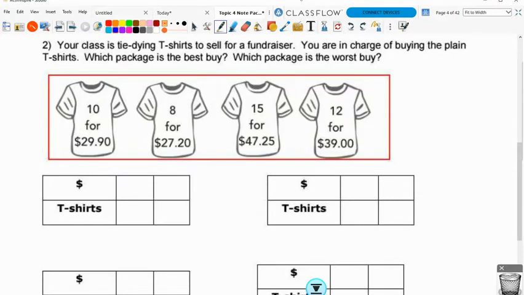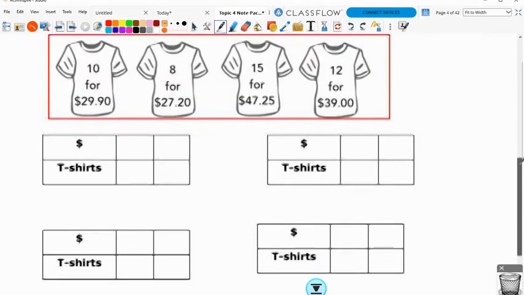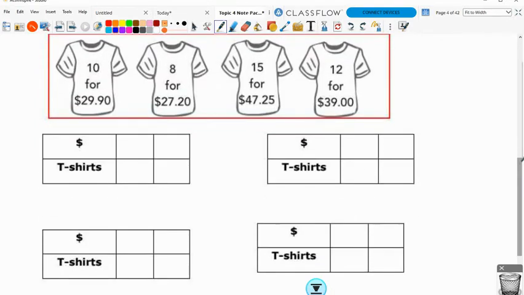In the second example, your class is tie-dyeing t-shirts to sell for a fundraiser. You are in charge of buying the plain t-shirts. Which package is the best buy and which package is the worst buy? And so we can see here in the box, we've got the 4 different packages: 10 shirts for $29.90, 8 shirts for $27.20, 15 shirts for $47.25, or 12 shirts for $39.